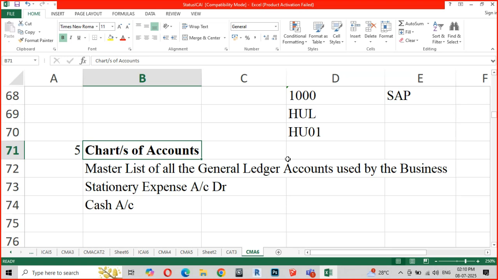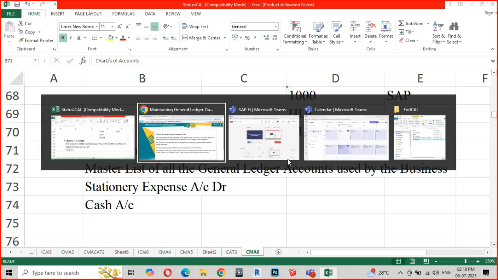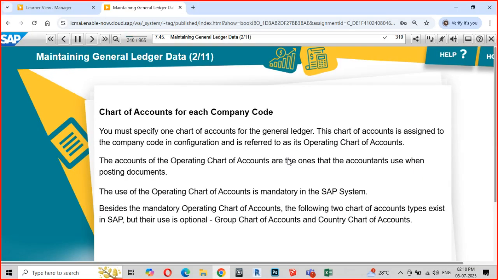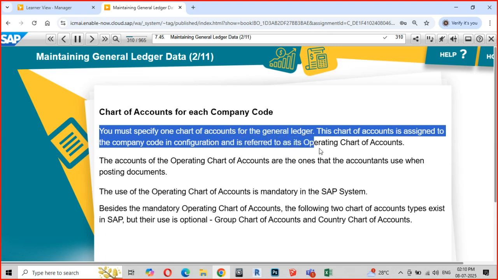Now, this is the first and foremost master data created by a finance person. Let us read some more. You must specify one chart of accounts for the general ledger. This chart of accounts is supposed to get assigned to a company code. That is what the second line says. The chart of accounts is to be assigned to a company code.